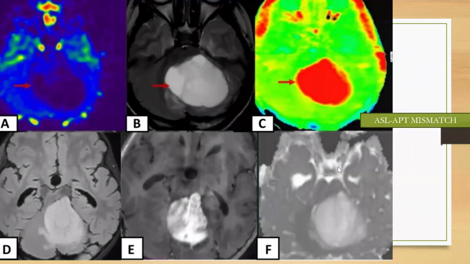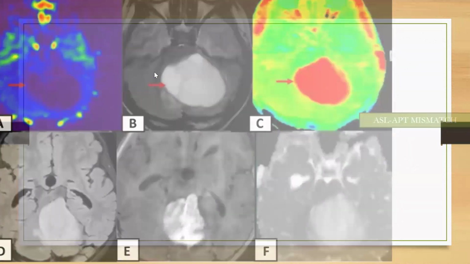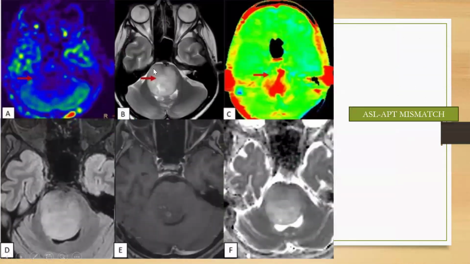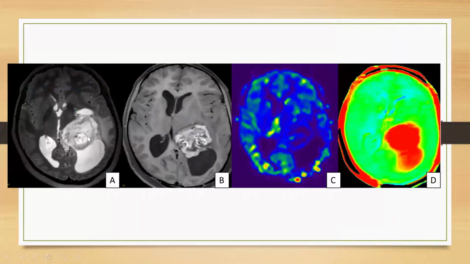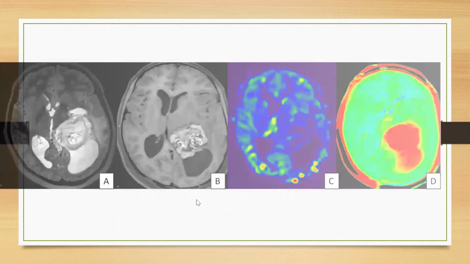These are the tumors. This is another type of large expansile mass lesion with a similar imaging appearance. This is one type of tumor that we may usually think of as ependymoma or an aggressive type of tumor. And this also showed APT, ASL mismatch.